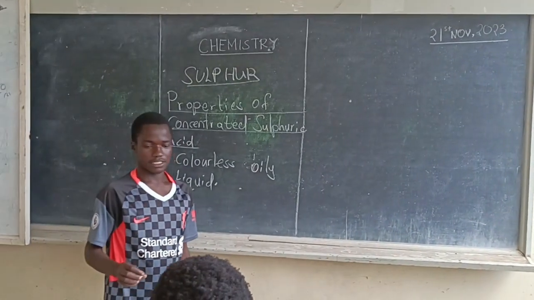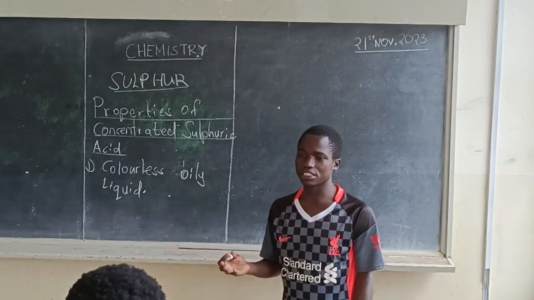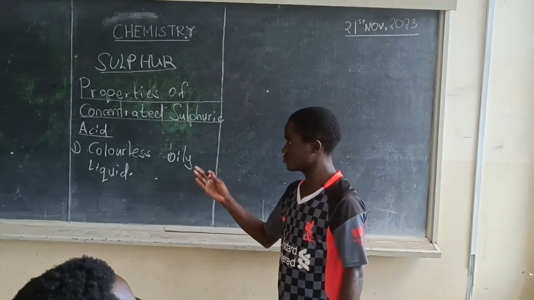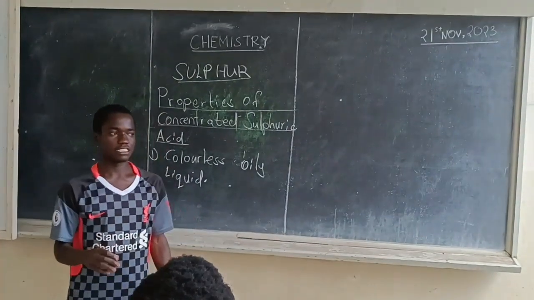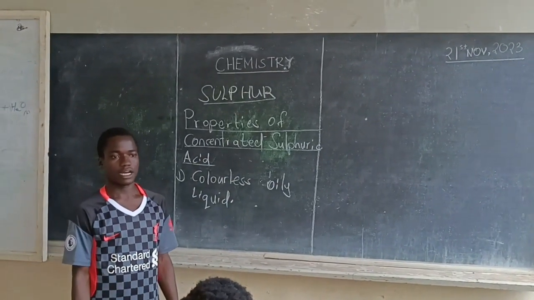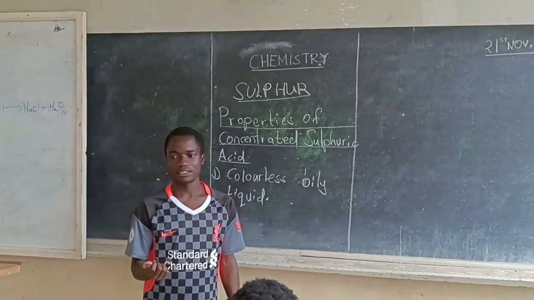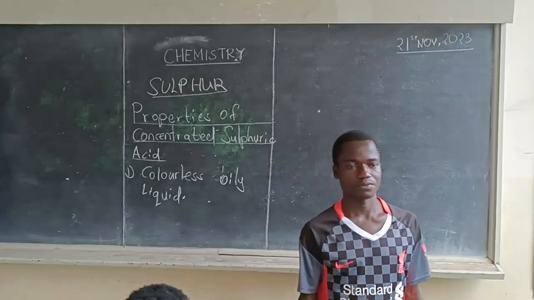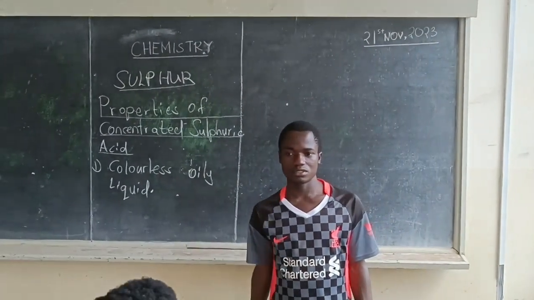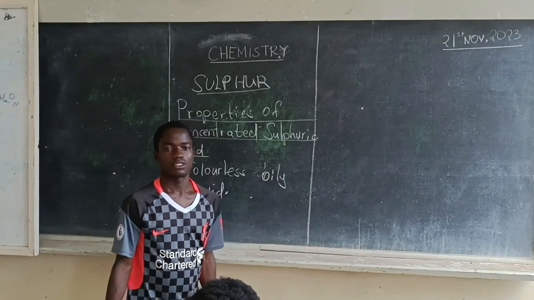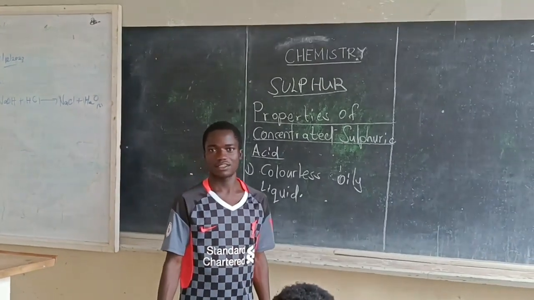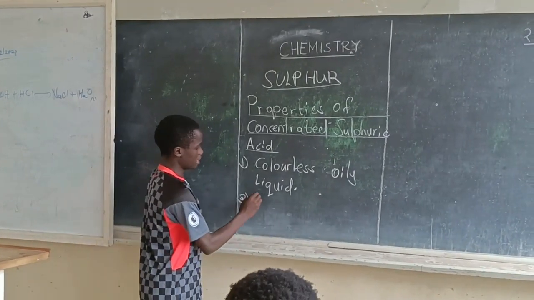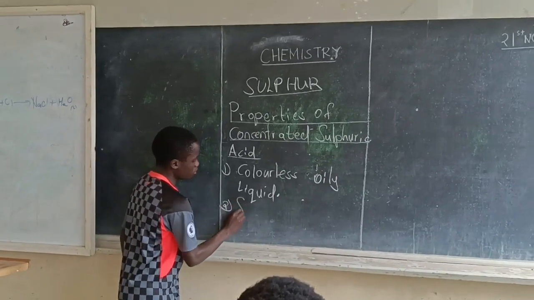Now you know very well that we use sulfuric acid in our car batteries, those batteries used in cars. There you can observe that it's a colorless oil. I believe you know what I mean by the term oil. Someone to tell us what oil is. Yes, Makori? It's viscous. Yeah, it's a bit viscous.